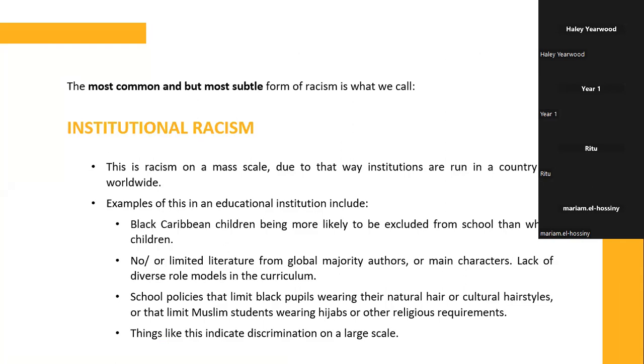The most common and most subtle form of racism is what we call institutional racism. Now, this is racism on a mass scale, and this is due to the way that institutions are run in a country or worldwide. So some examples of this in an educational institution are Black Caribbean children being more likely to be excluded from school than a white child. And then also no or limited literature from global majority authors or main characters, and a lack of diverse role models in the curriculum. We've also got school policies that limit Black pupils wearing their hair in natural hairstyles, in an afro or any cultural styles, or that limit Muslim students wearing hijabs or other religious requirements. We see this currently in France. And of course, we know that this is just huge discrimination.